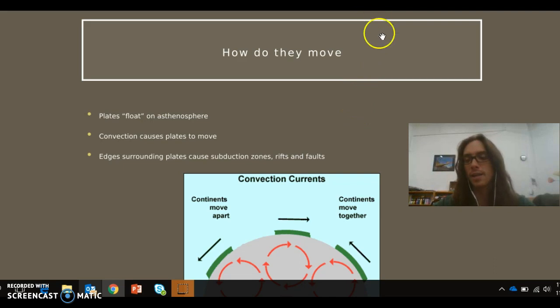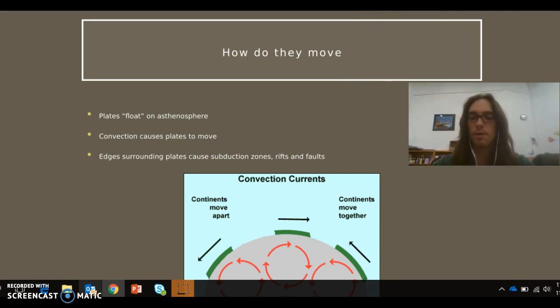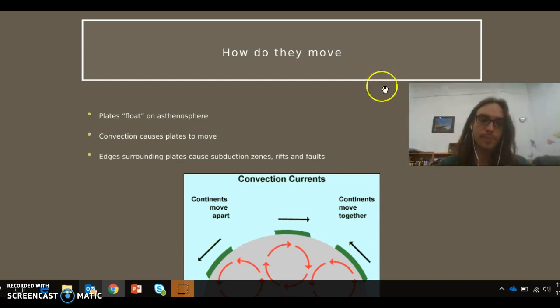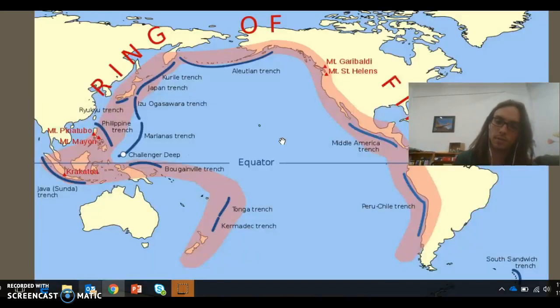So rifts are going to be at divergent plate boundaries. You should write this down. Rifts at divergent plate boundaries, or ocean trenches. Faults are going to be on pretty much any boundary. Subduction zones are going to be at convergent boundaries, where an area of more dense rock, usually oceanic crust because it's more dense, hits continental crust. It hits, it pushes down. That's a subduction zone. And then there's mountain ranges at convergent plate boundaries, and that should be it for those.